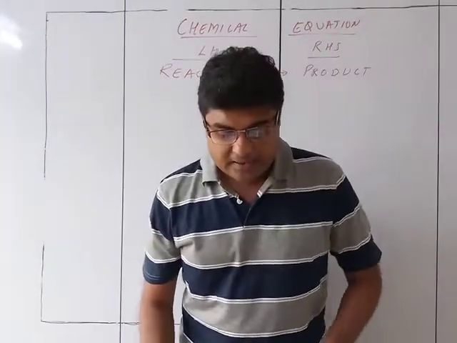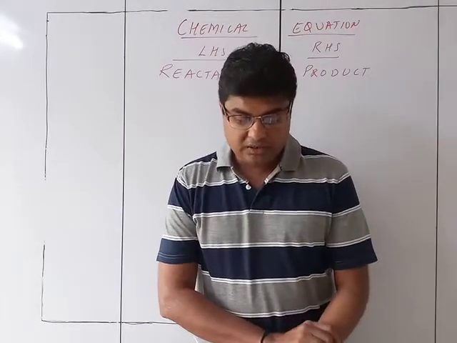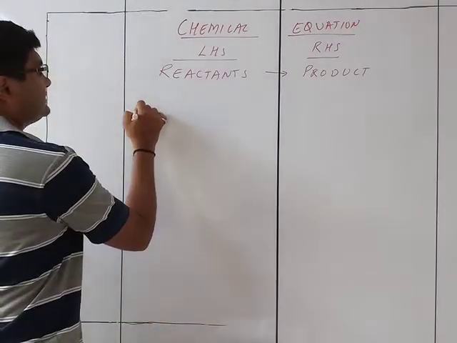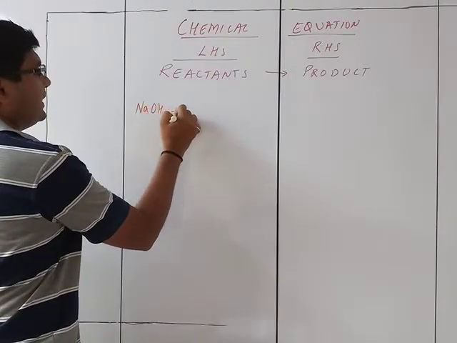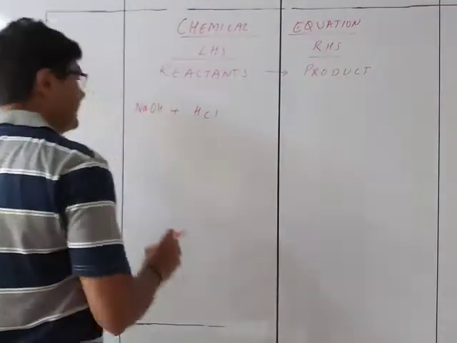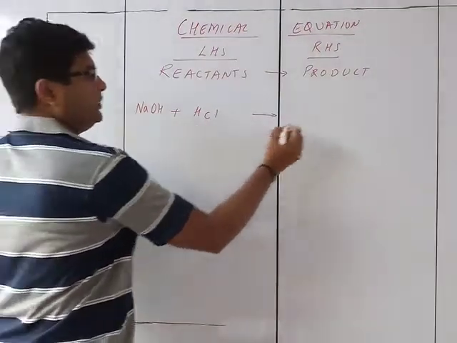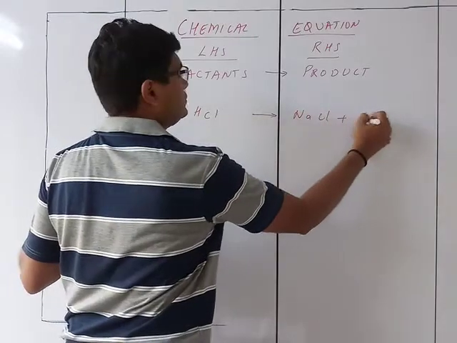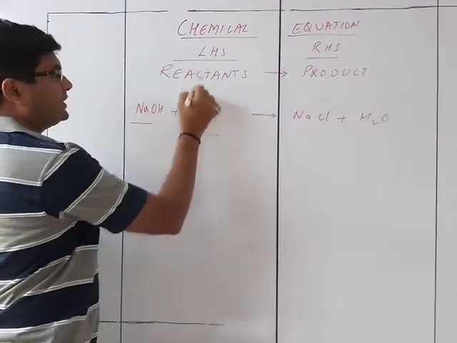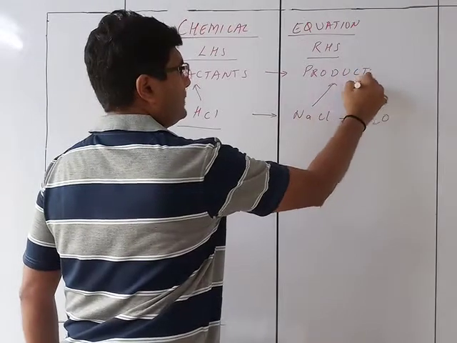So we see that the reactants are the substances which take part in the chemical reaction, with a plus sign in between. Suppose I give a particular example: NaOH plus HCl will give me NaCl plus H2O. If this is the reaction, then these two are the reactants and these two are the products of that particular reaction.